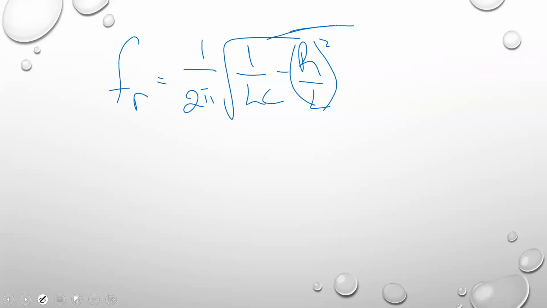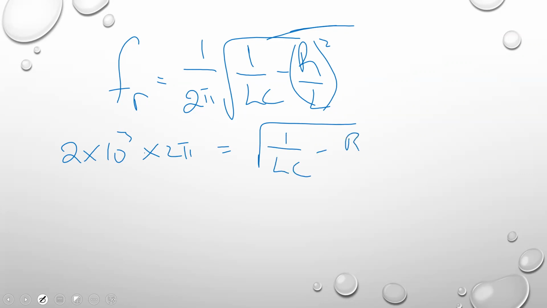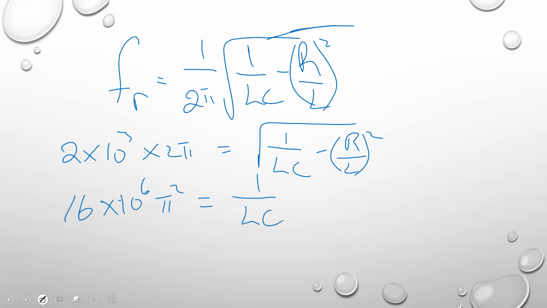All right. So we have here 2K. So that's 2 times 10 to the 3 times 2 pi. All right. And that's equal to the square root of 1 over LC minus R over L all squared. So we have 16 times 10 to the 6 pi squared is equal to 1 over LC minus R over L.